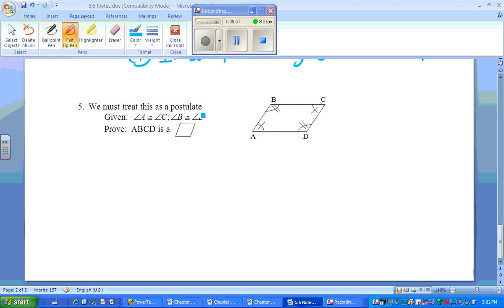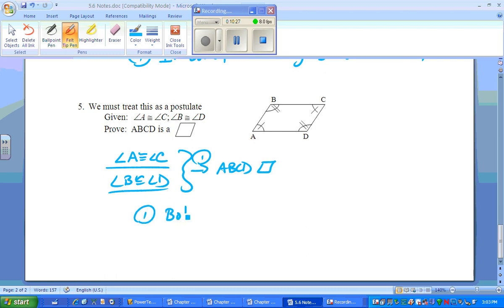And last but not least, this one is kind of more of a postulate than a theorem. We have to treat it as such, remembering that a theorem has been proven. A postulate is an unproven statement. A and C are congruent, B and D are congruent. We learned that opposite angles in a parallelogram are congruent. So if A is congruent to C and B is congruent to D, we have a parallelogram.